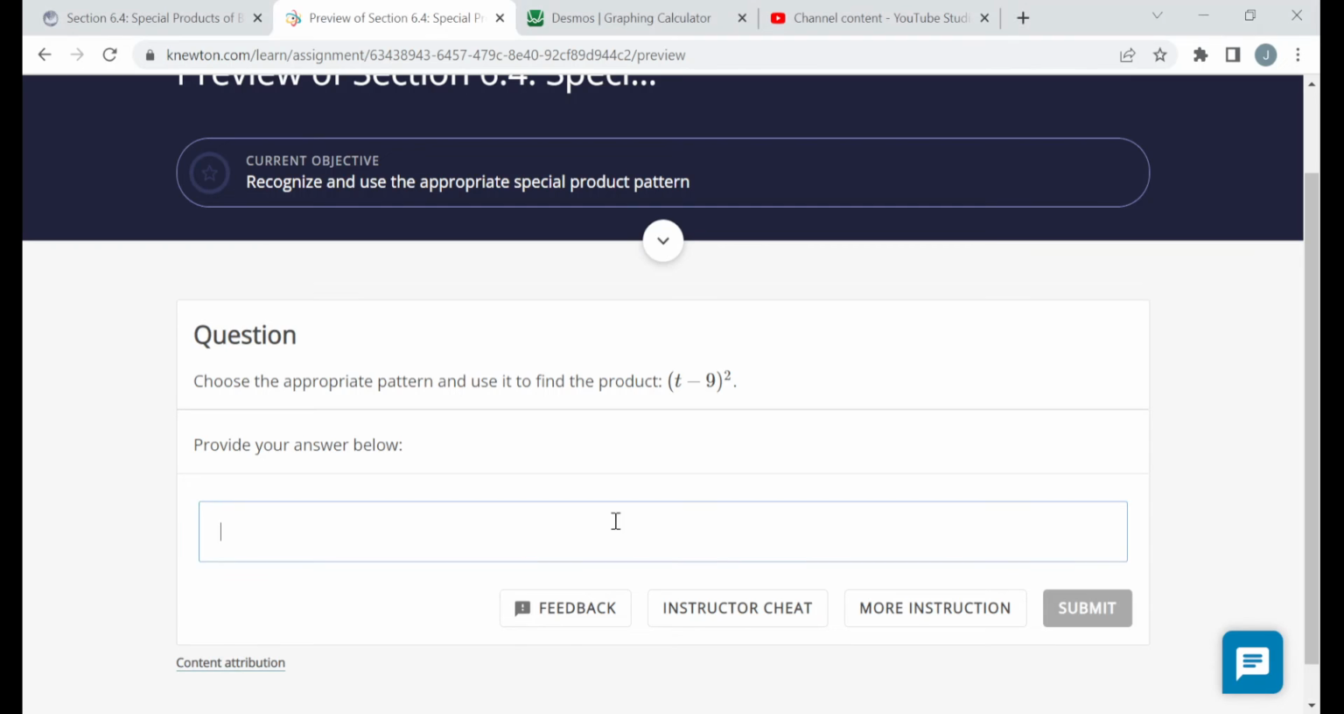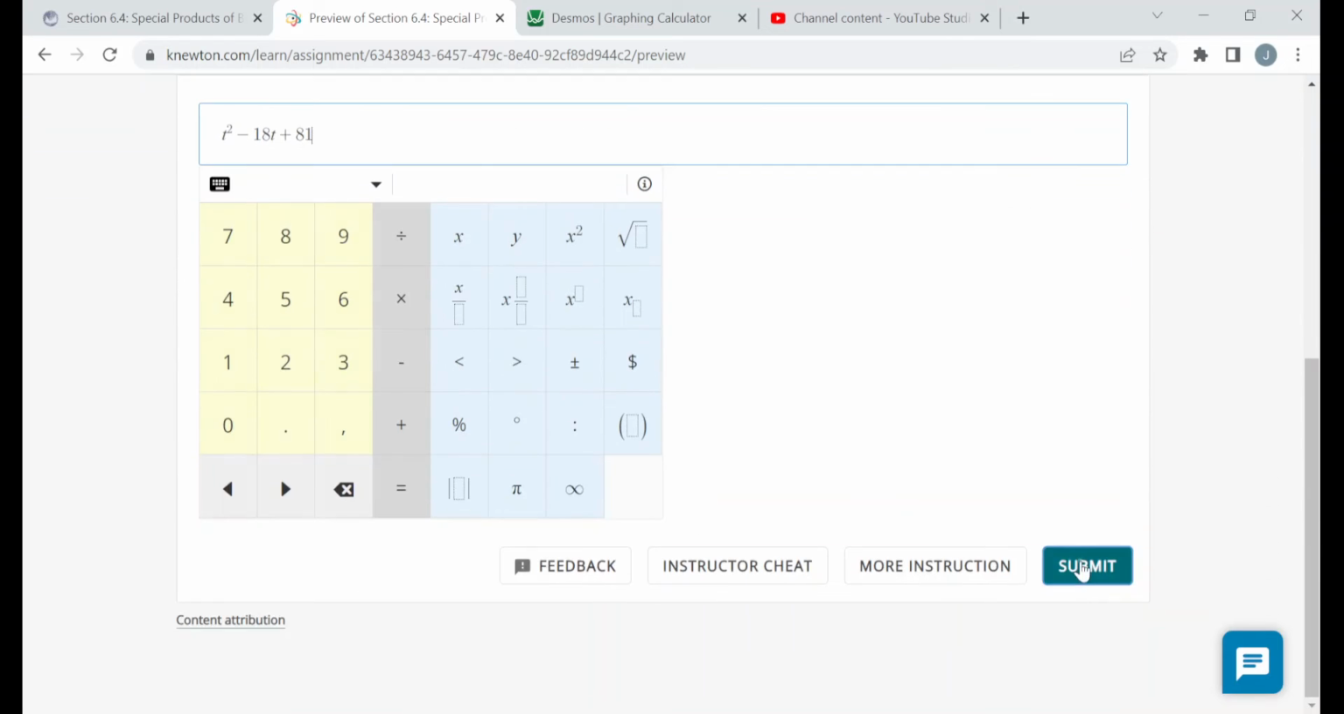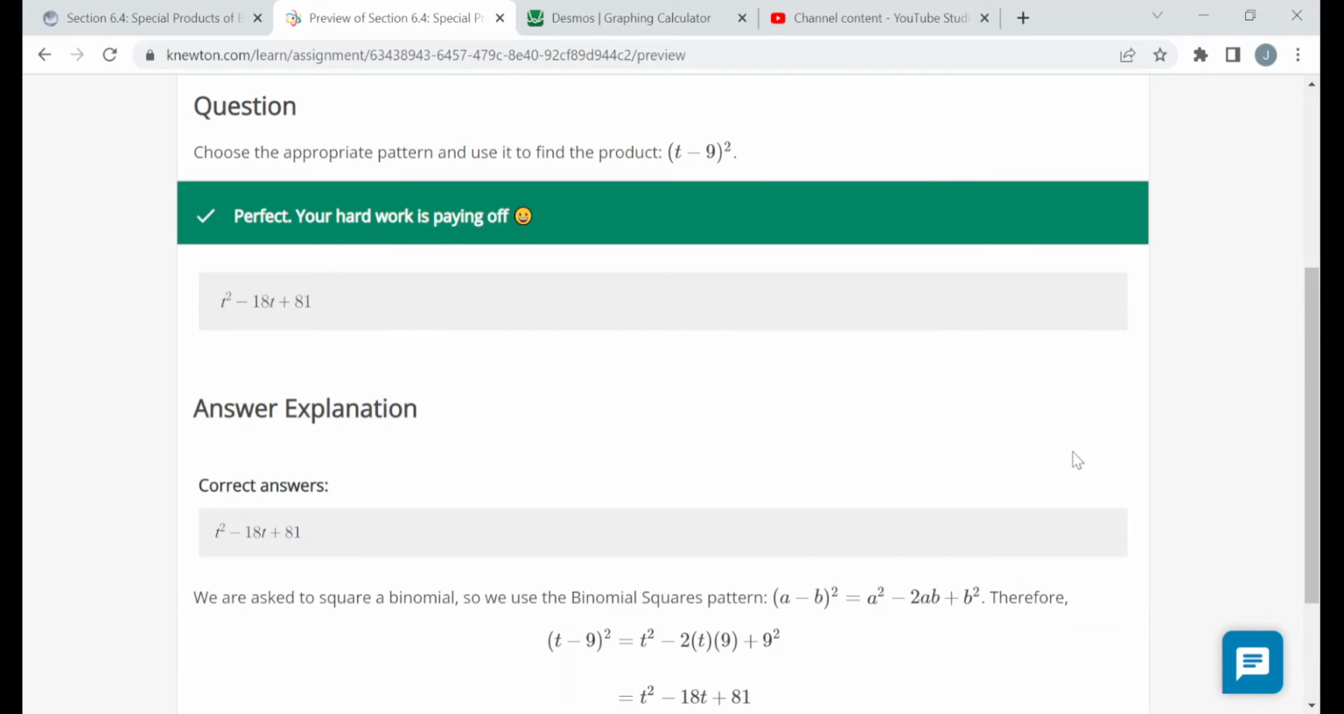Right, so this product is equivalent to t squared minus 18t plus 81. Great.